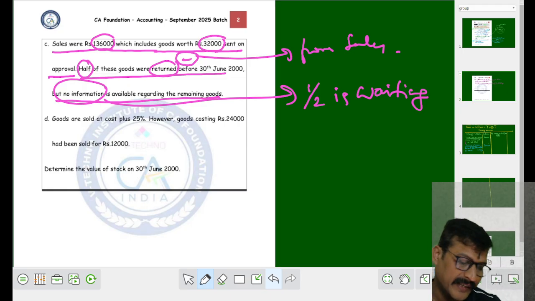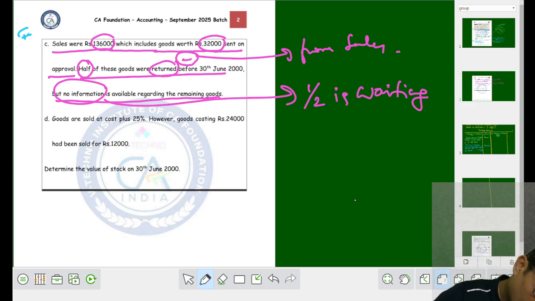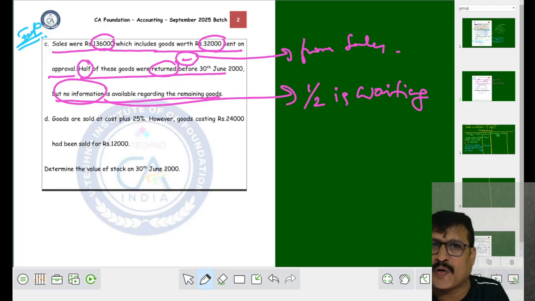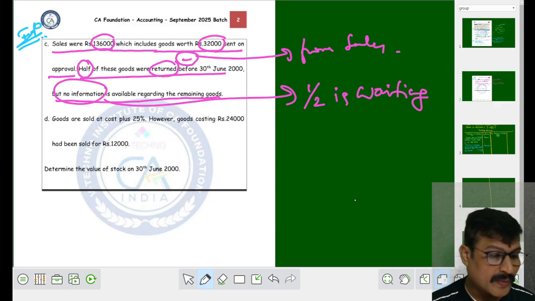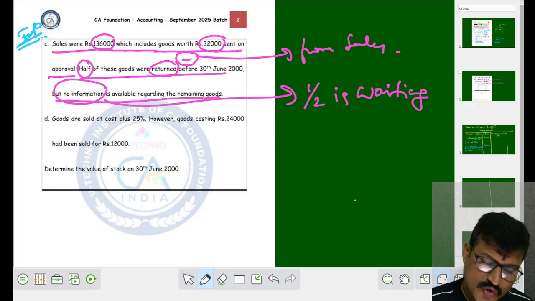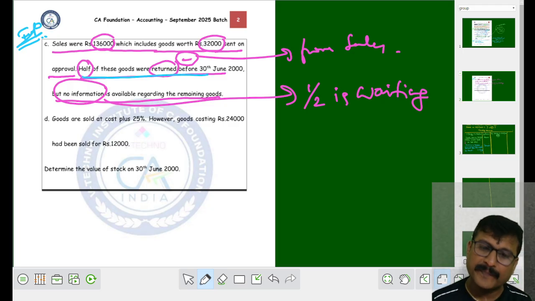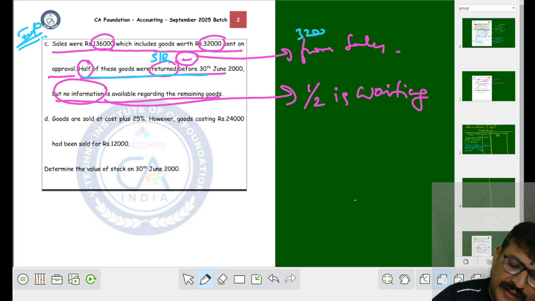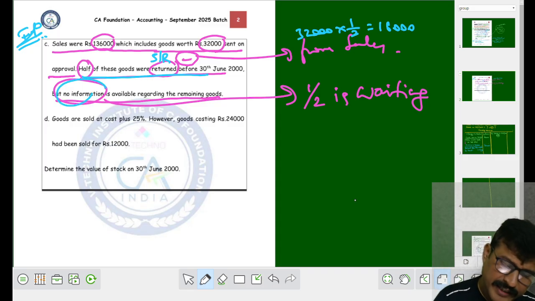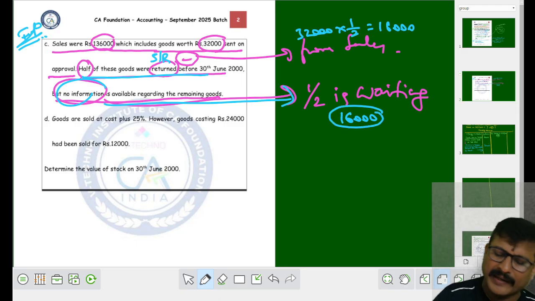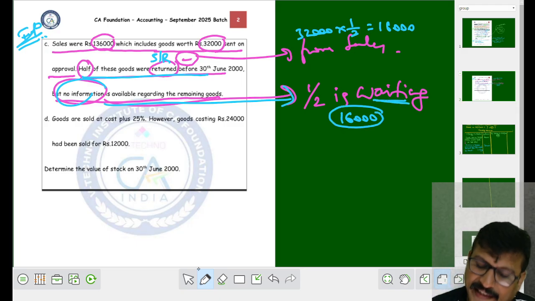Please try to understand very clearly, my dear student. In the beginning only I told you, this is a very, very important, tough, difficult point. Sales were 1,36,000, which include goods worth rupees 32,000 sent on approval. Half of the goods are returned means it is a sales returns. Out of 32,000, we have to take the half. Half means 16,000. No information is available for the balance, that is, for another balance of 16,000. This is termed as waiting.